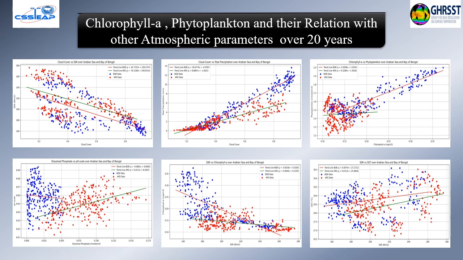So here are some of the regression plots that we have shown: chlorophyll A, phytoplankton and the relation with other atmospheric parameters over the 20 years. From the graphs we can see that we have a nice slope for, suppose, the cloud cover and the total precipitation. Both of them show a good slope, and they seem to be very closely related to each other. And when we come across chlorophyll A and phytoplankton, there is something interesting that is seen.